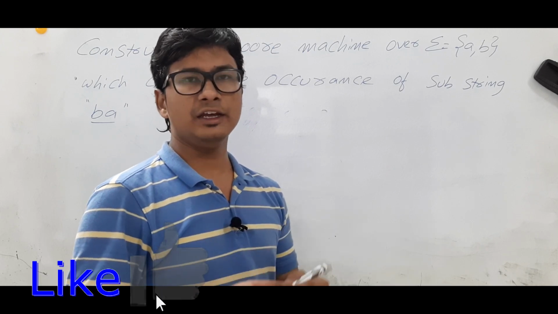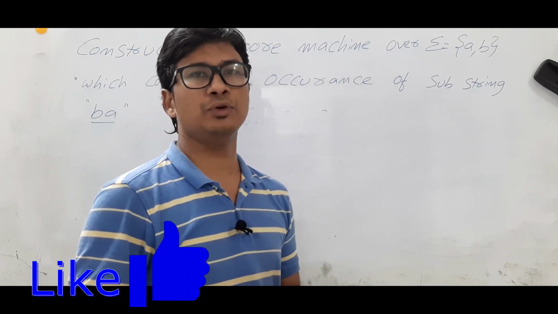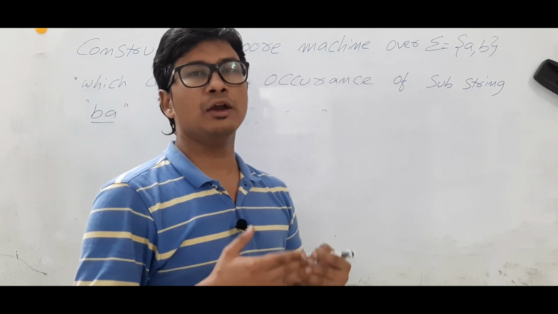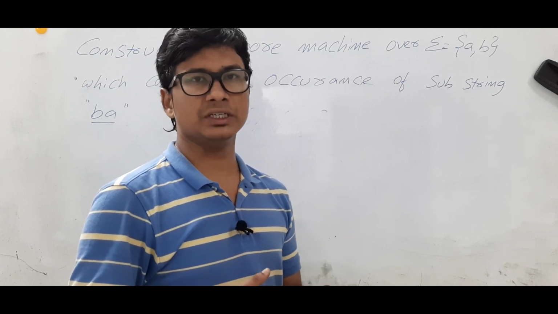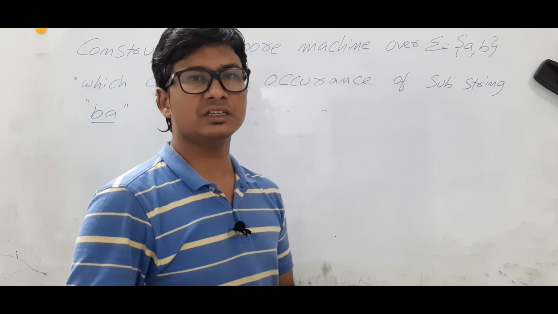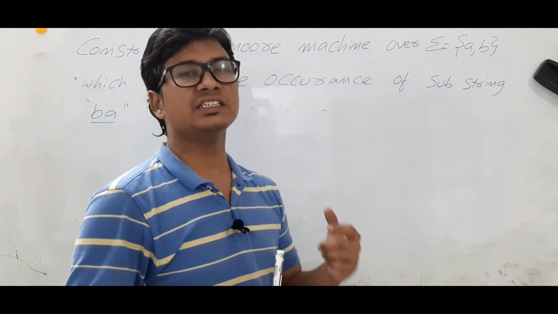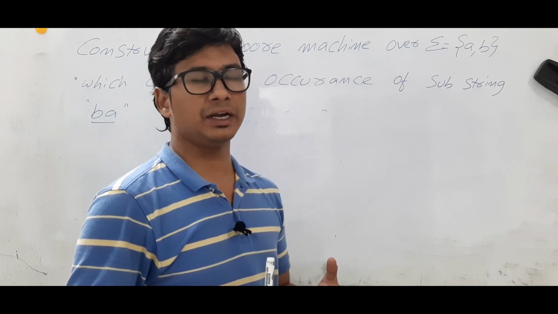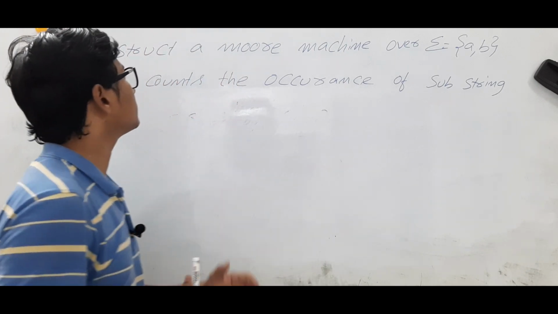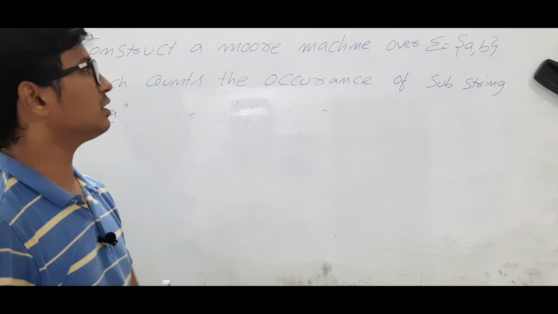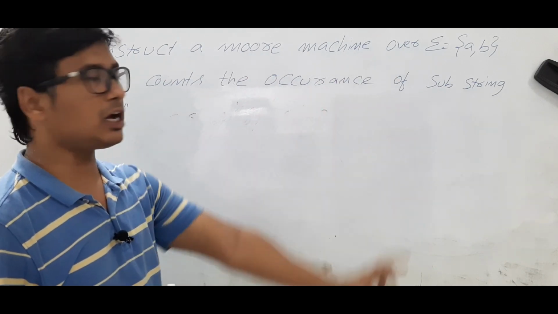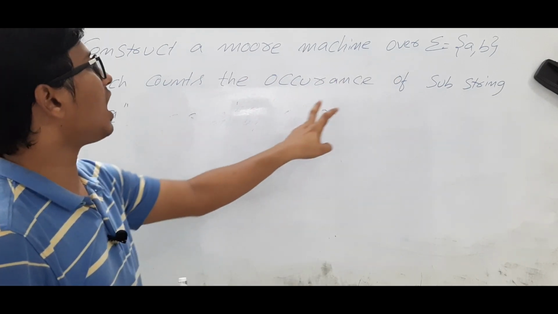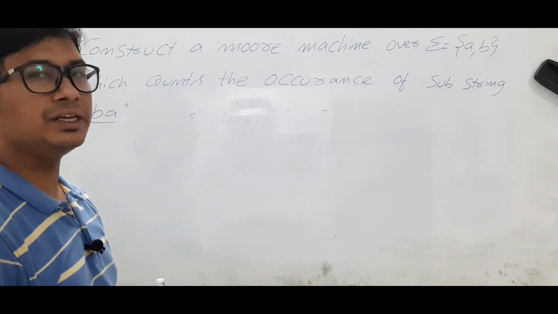In the earlier video, we discussed what a Moore machine is and how we can represent a Moore machine. In this video, we will discuss one example of constructing a Moore machine so that you will understand the concept in a better way. Let me read out the question. Construct a Moore machine over alphabets A, B which counts the occurrence of substring BA.